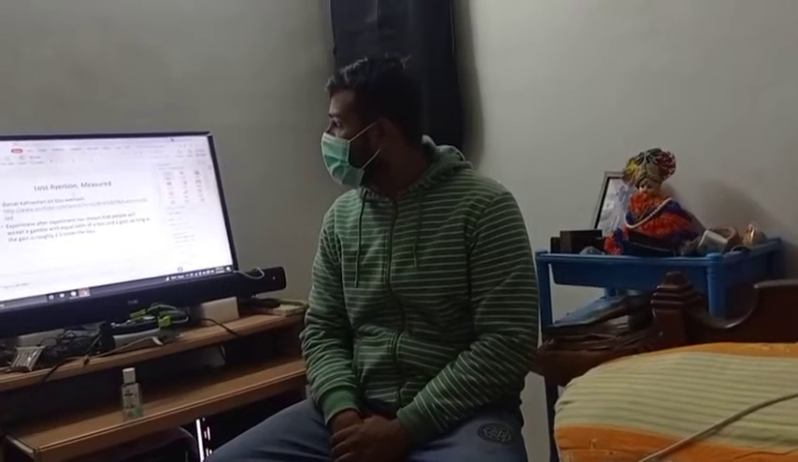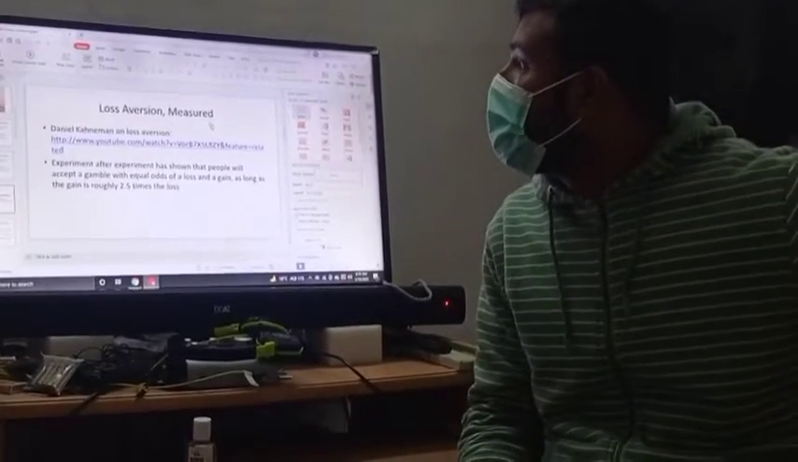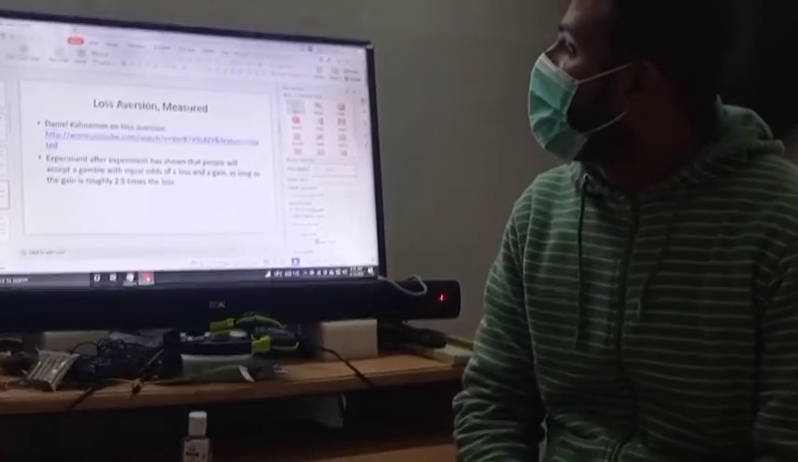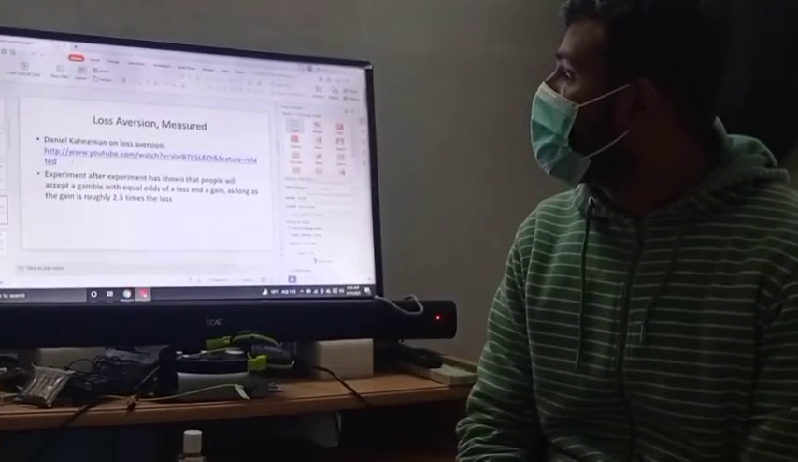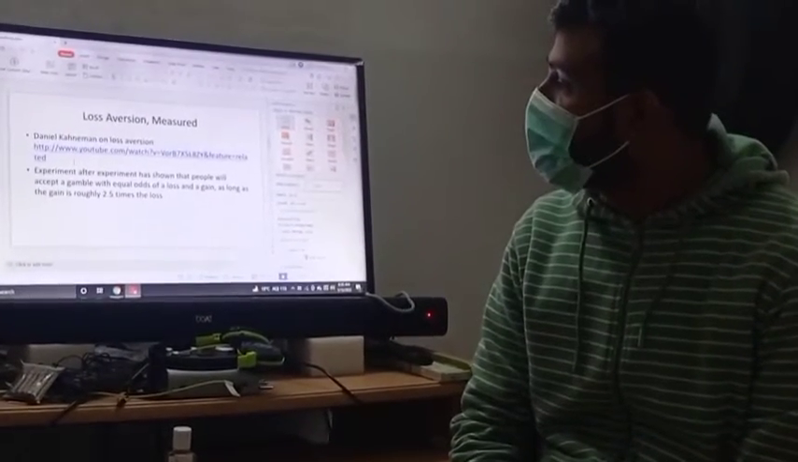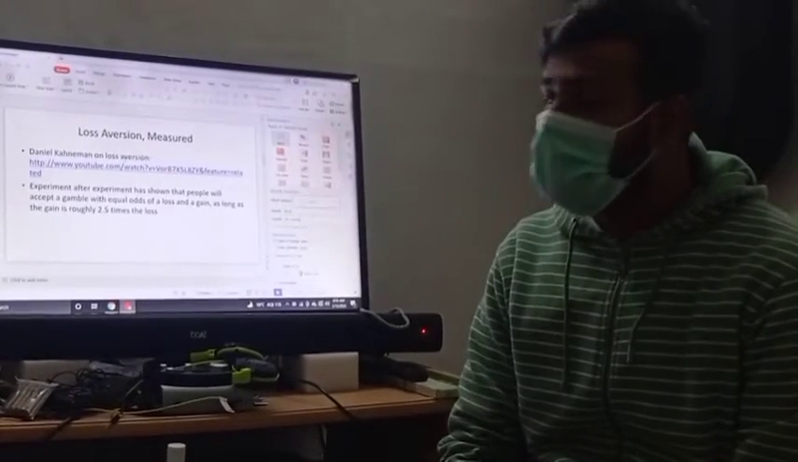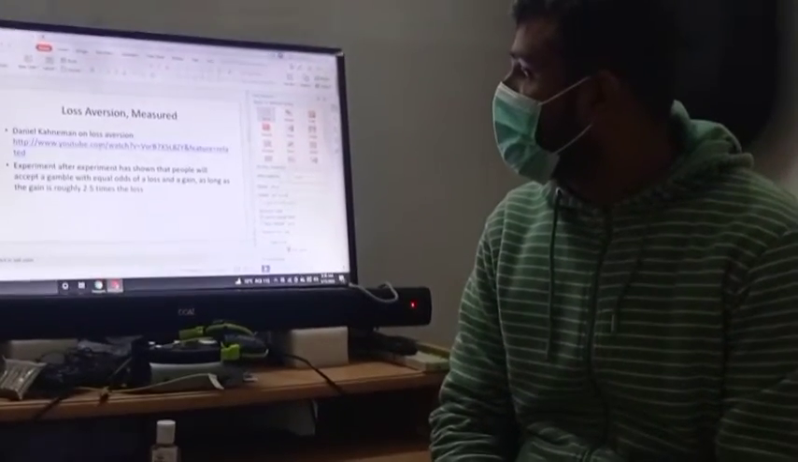Loss aversion measured. This is the next topic that we are going to discuss. For more reference and a more detailed explanation, you might want to visit the link that has been mentioned in this particular slide. It's basically Daniel Kahneman speaking on loss aversion, explaining that concept.